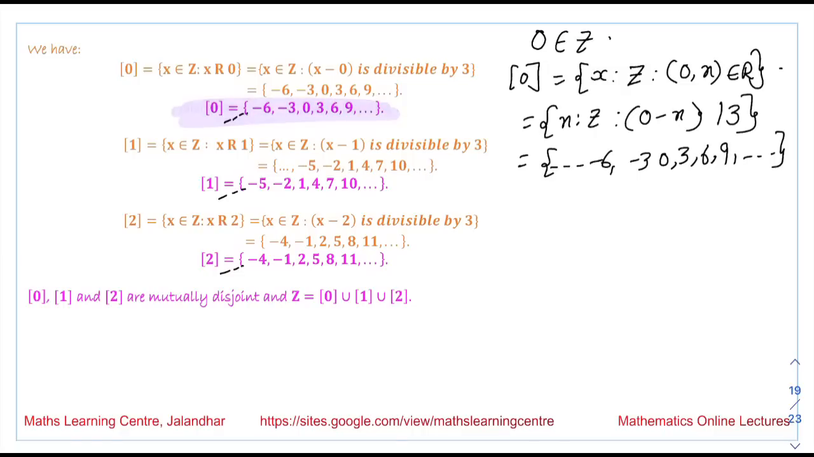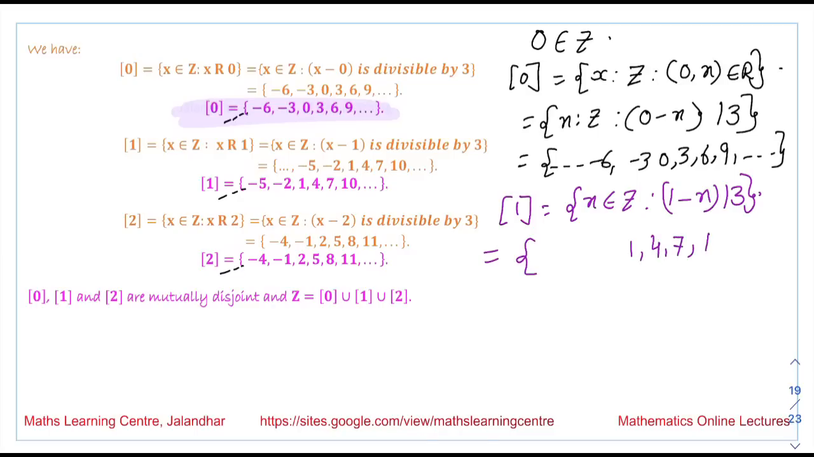Next we are considering the element 1. The equivalence class of 1 will be all those x belonging to Z such that 1 minus x is divisible by 3. So the answers we will have are 1, 4, 7, 10, and so on.